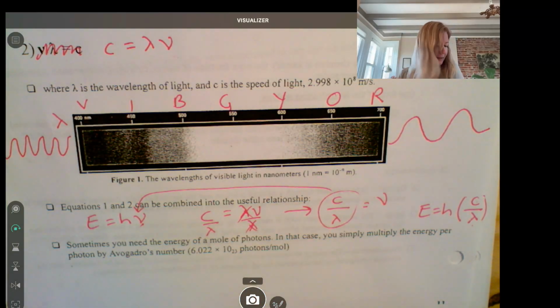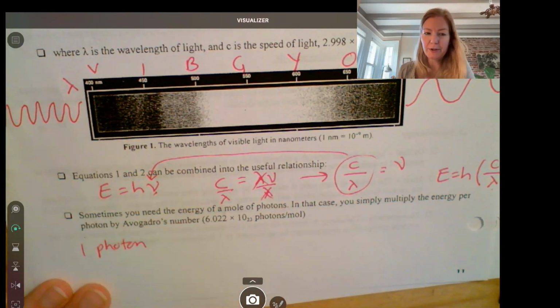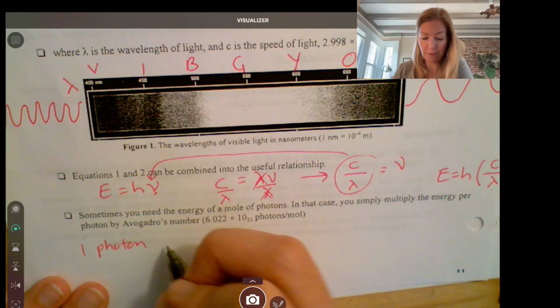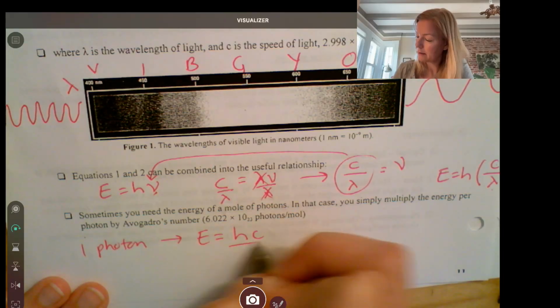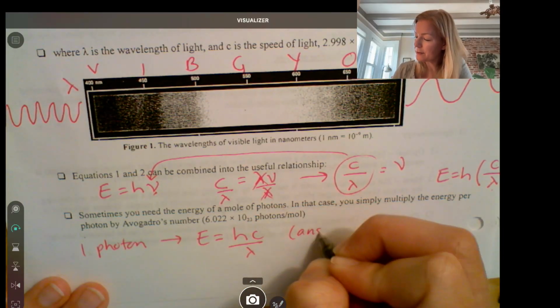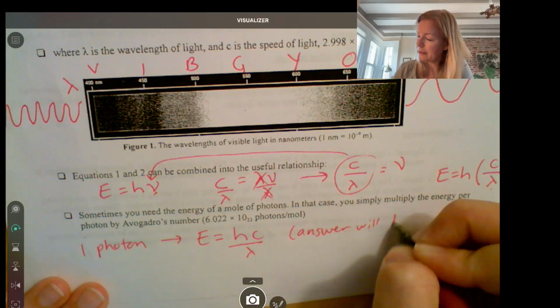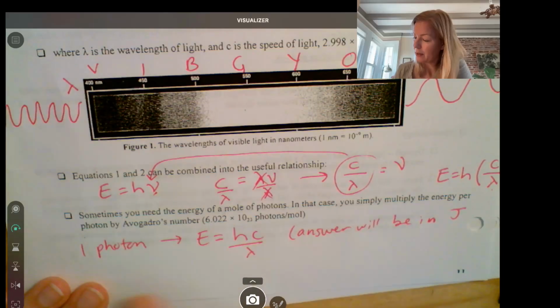And then sometimes you need the energy of a mole of photons, and that means you would just multiply it by Avogadro's number. So if you wanted to know the energy of one photon, one particle of light, you could use this formula like that. And if you do that, the answer will be in joules.